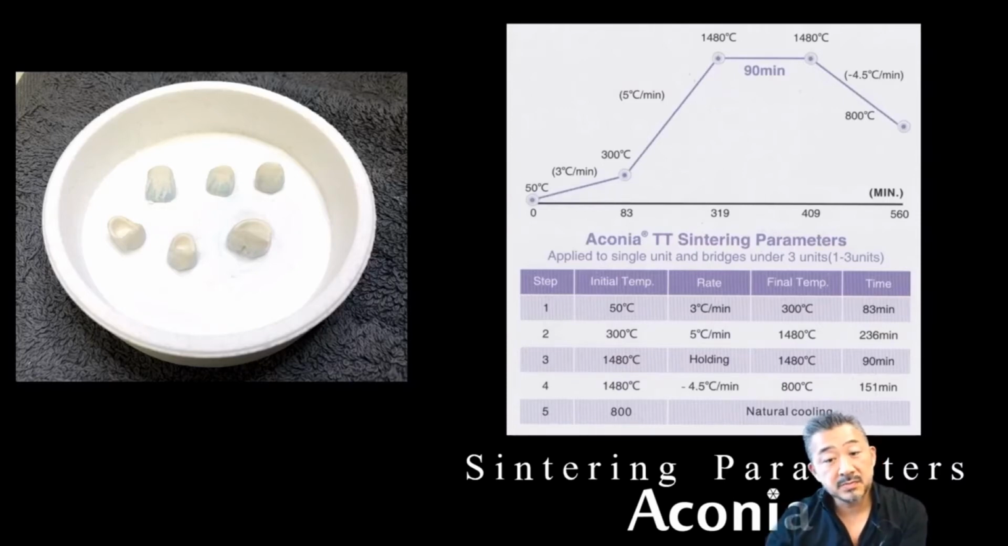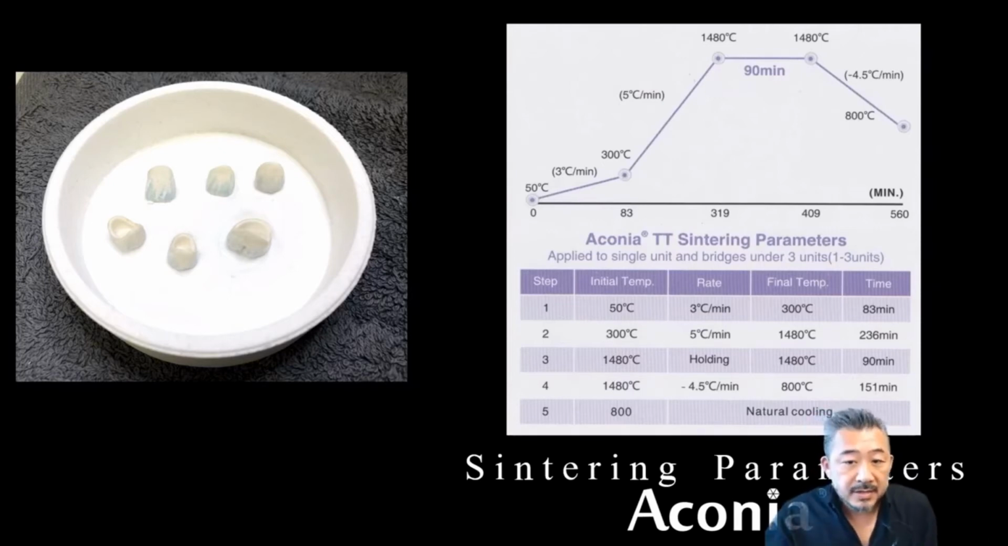So you can see the program on the screen. The heat rate slowly rises to 300 degrees at 3 degrees per minute, and then rises to 1480 degrees at 5 degrees per minute. Keep 1480 degrees for 1.5 hours. Then slowly lower the temperature to 800 degrees over 2.5 hours.